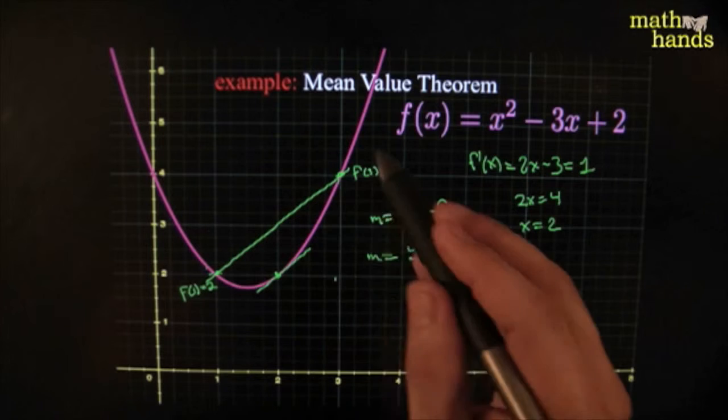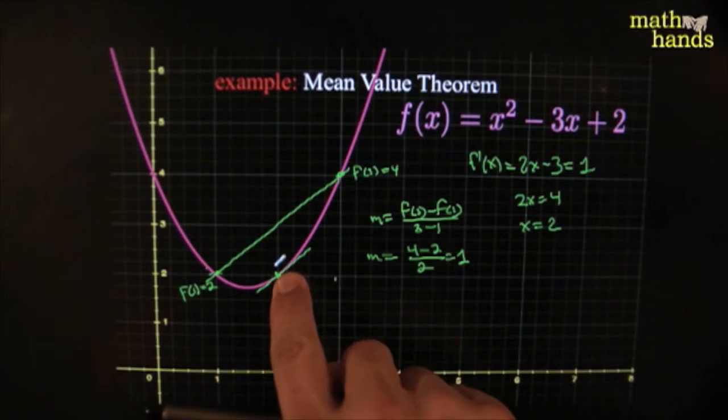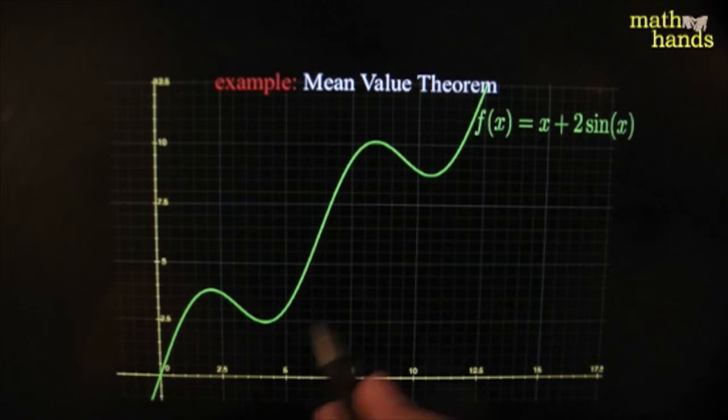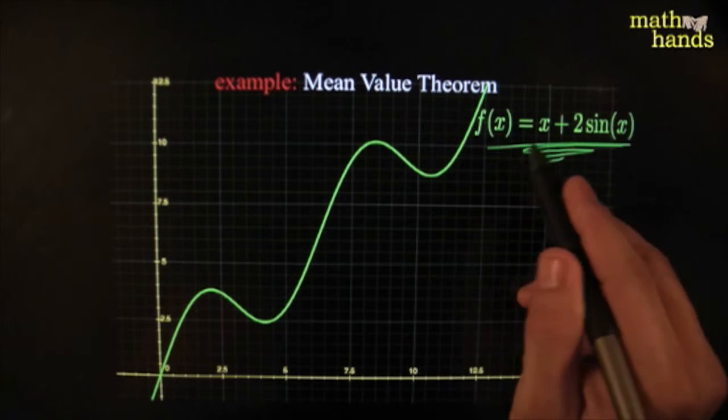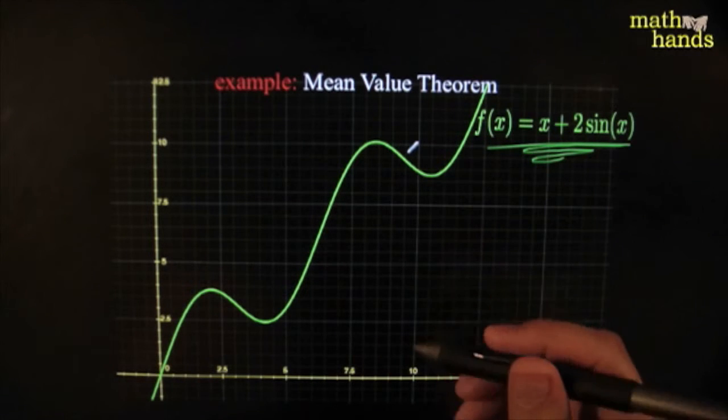Let's try one more example. By the way, the mean value theorem doesn't say there's exactly 1 point. It says there's at least 1. So there could be more than 1. Take this example just for fun. f of x equals x plus 2 sine x. So it's wavy all over the place.